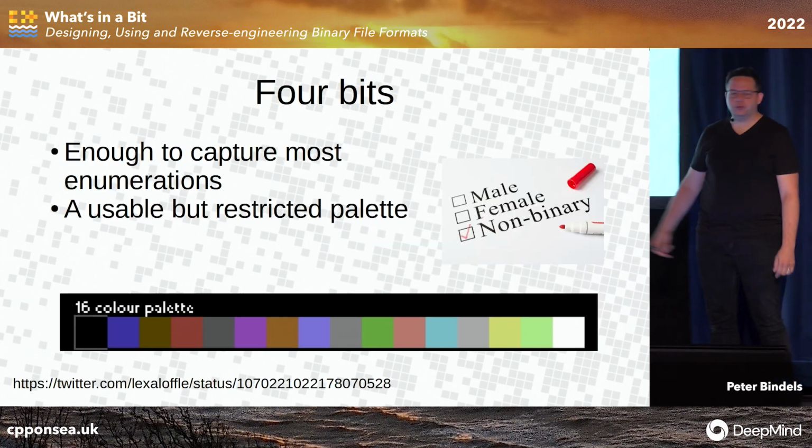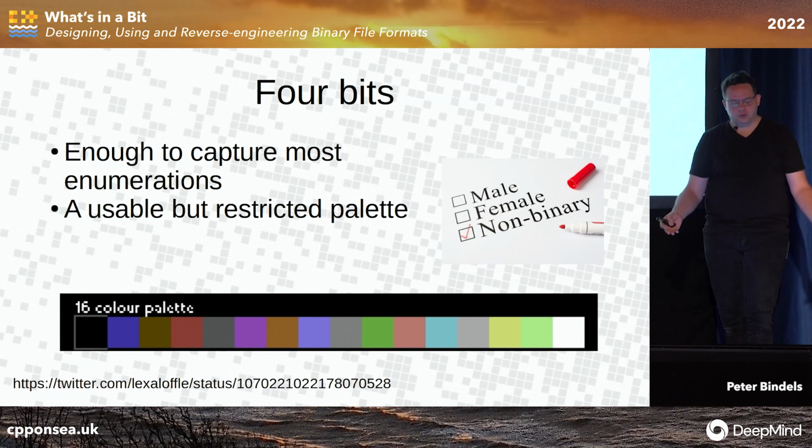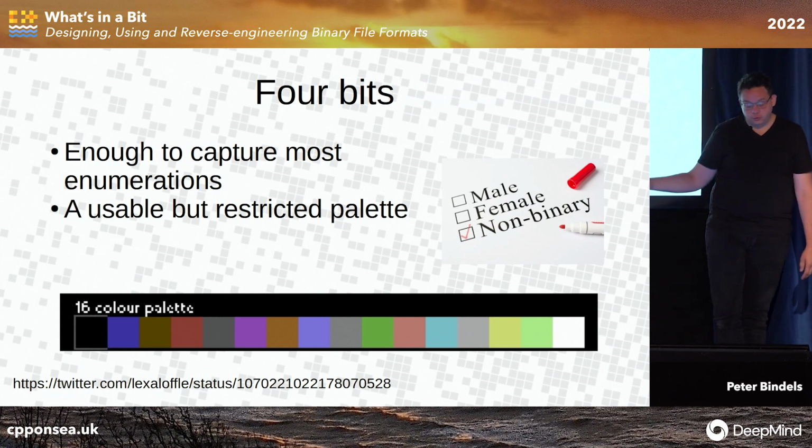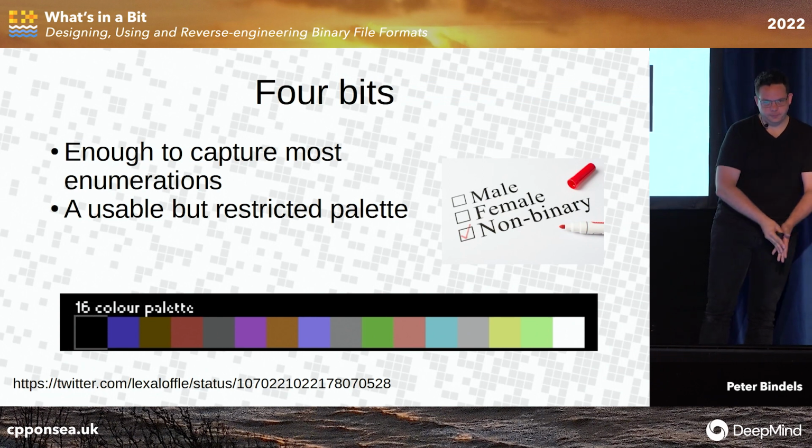So in 4 bits, what can you do in 4 bits? You can have a small enumeration, you can have a couple of options. And you can have a useful palette. This is the first time that we actually have a bunch of colors. We can make something that looks nice.